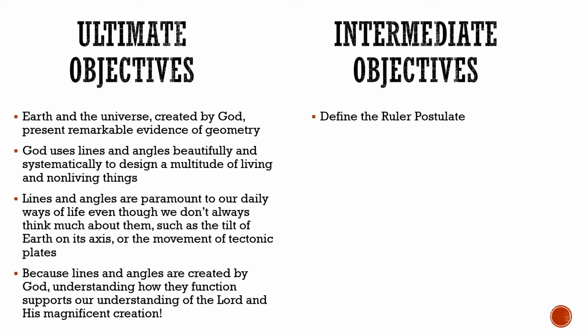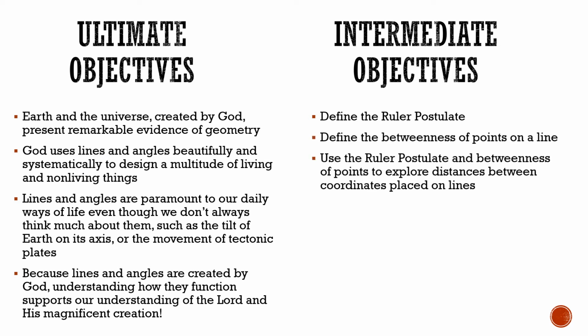So let's talk about our intermediate objectives. Today we're going to define the Ruler Postulate. We're going to define the betweenness of points on a line. We're going to use the Ruler Postulate and betweenness of points to explore distances between coordinates placed on lines. And finally, we're going to write a 2-column theorem using direct proof.